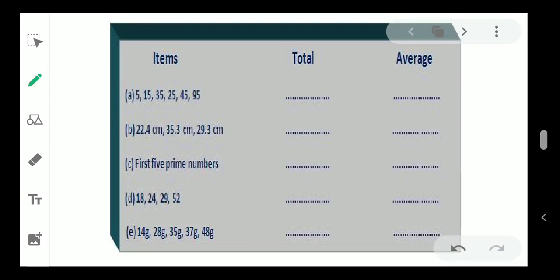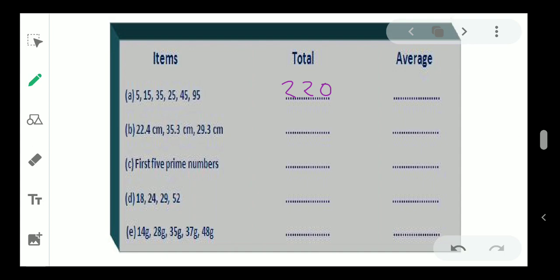So you can see that we have here one table, and in the table, question number A, there are some numbers: 5, 15, 35, 25, 45 and 95. So the total we have to find out first. To find the total, you have to add them. If you add them, how much will you get? You will get 220. I have calculated this, so I'm telling directly, but you can do it.